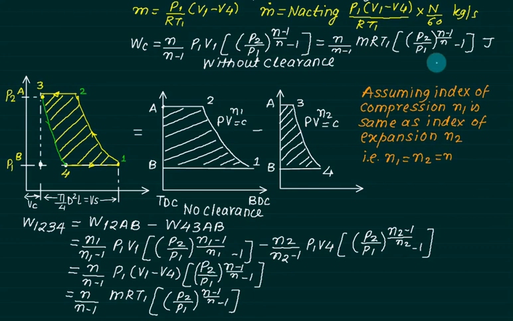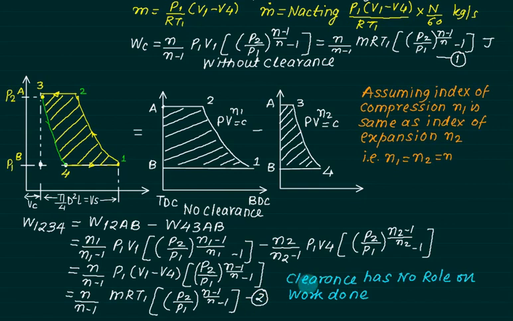But if you observe the equation with clearance, that is equation number 1, and equation number 2, they are the same. It means that the clearance has no role on the work done. So this can be asked as a proof, and we can very well prove that equation number 1 and equation number 2 are identical. So clearance has no role on work done.